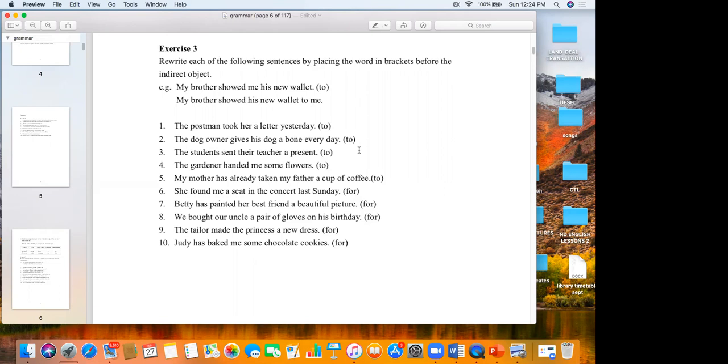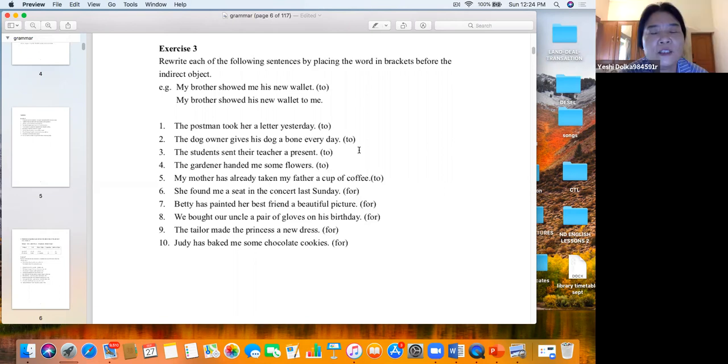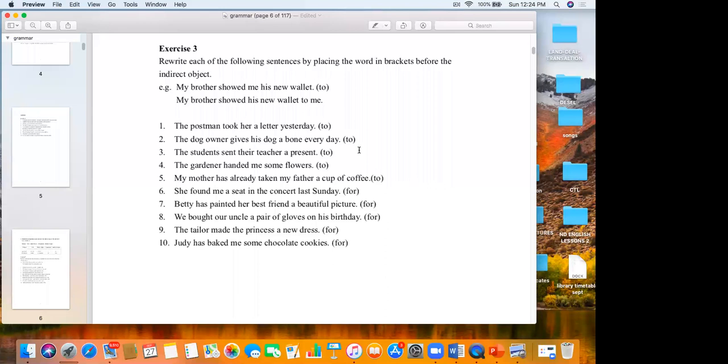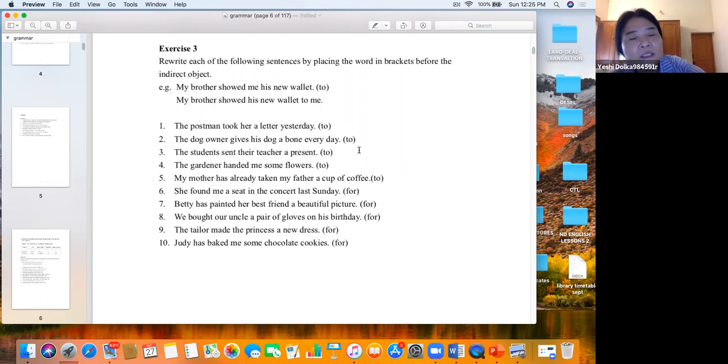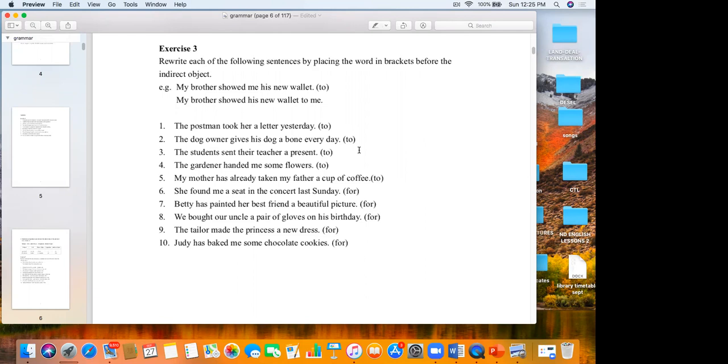Number 6. She found me a seat in the concert last Sunday. She found a seat for me in the concert last Sunday.